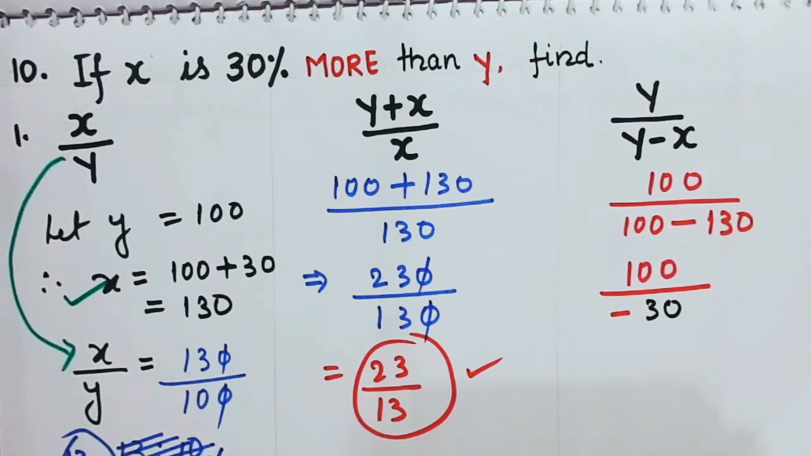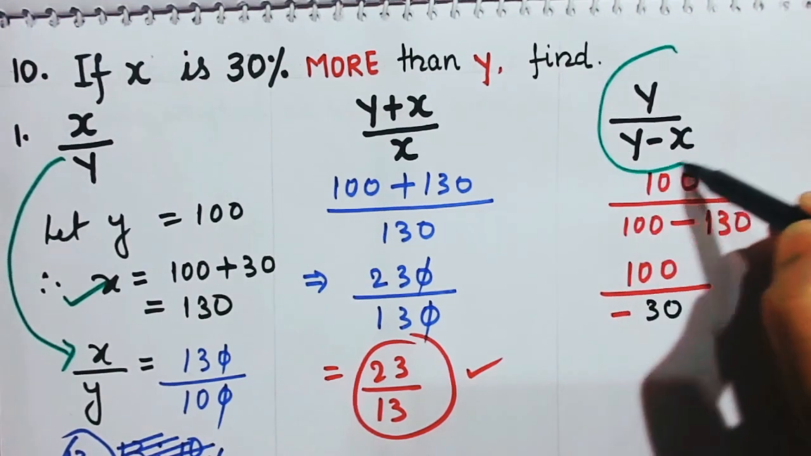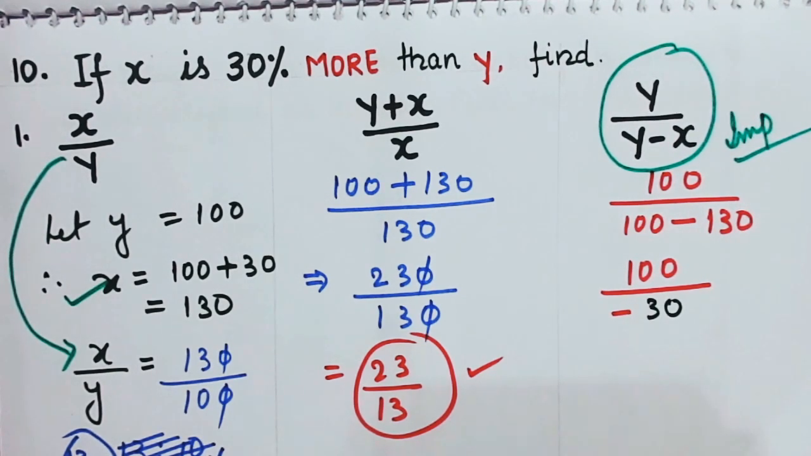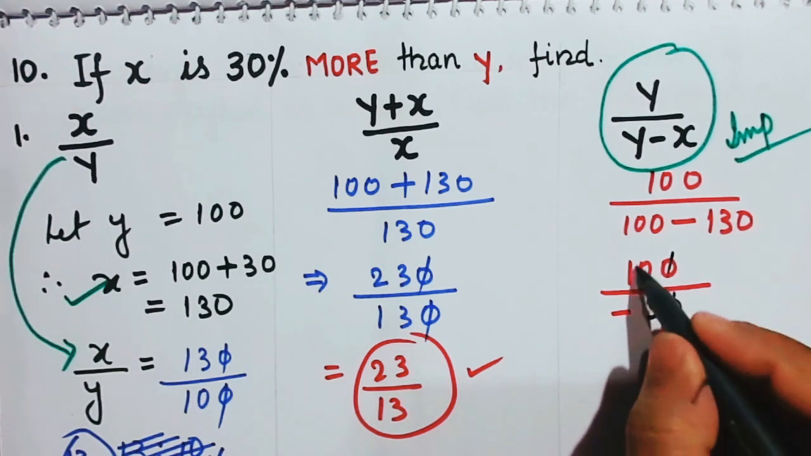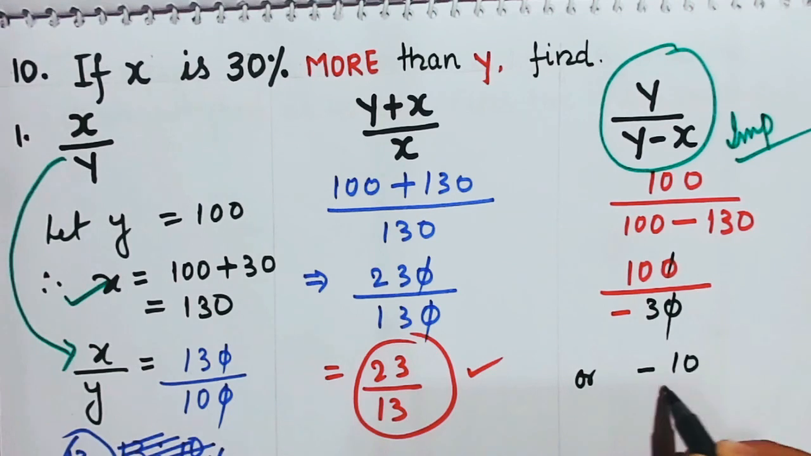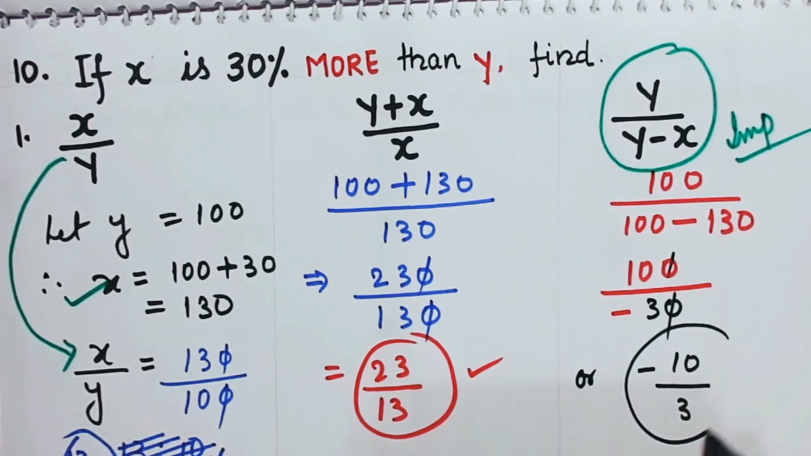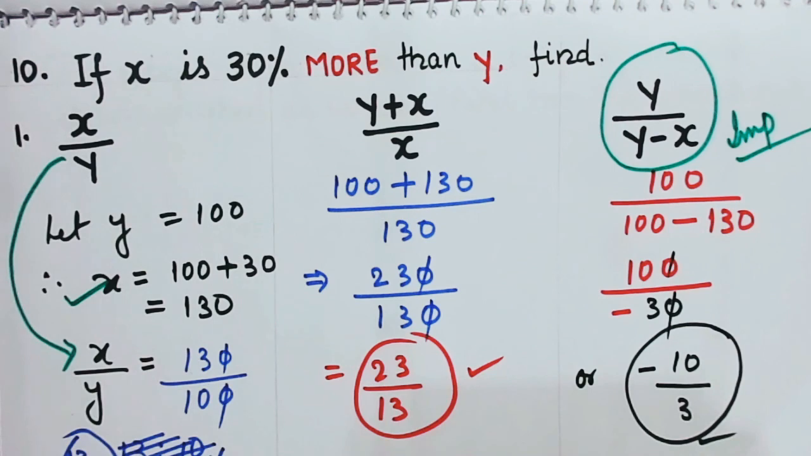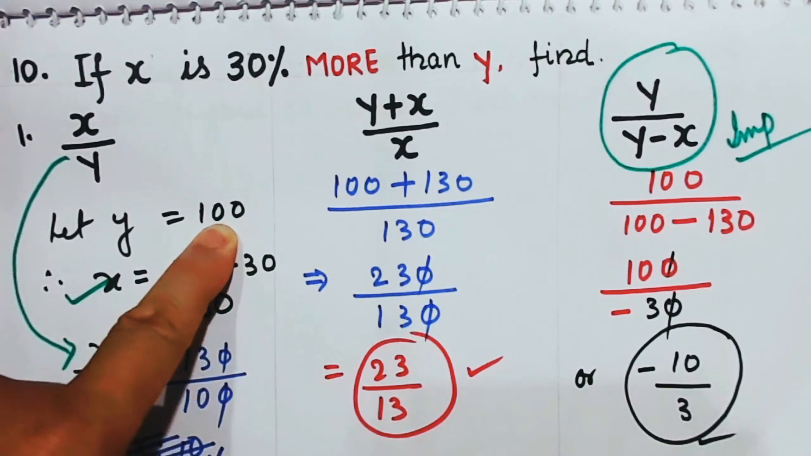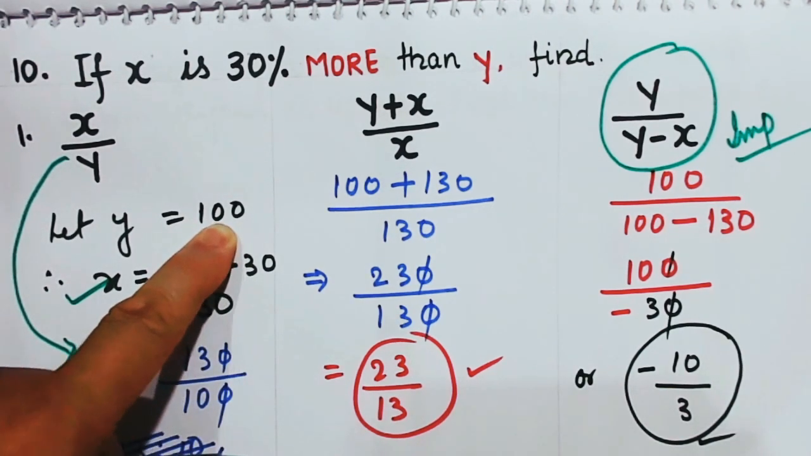Therefore, I would say that these kinds of sums are important from the examination point of view. It's very simple. Okay, so let's do some calculation. When I do the calculation, I'll get 10 by minus 3, or better I would write minus 10 by 3 as your final solution. Okay, I hope you have understood it clearly by taking the value of y as 100. Next, we would try to complete the remaining sums.